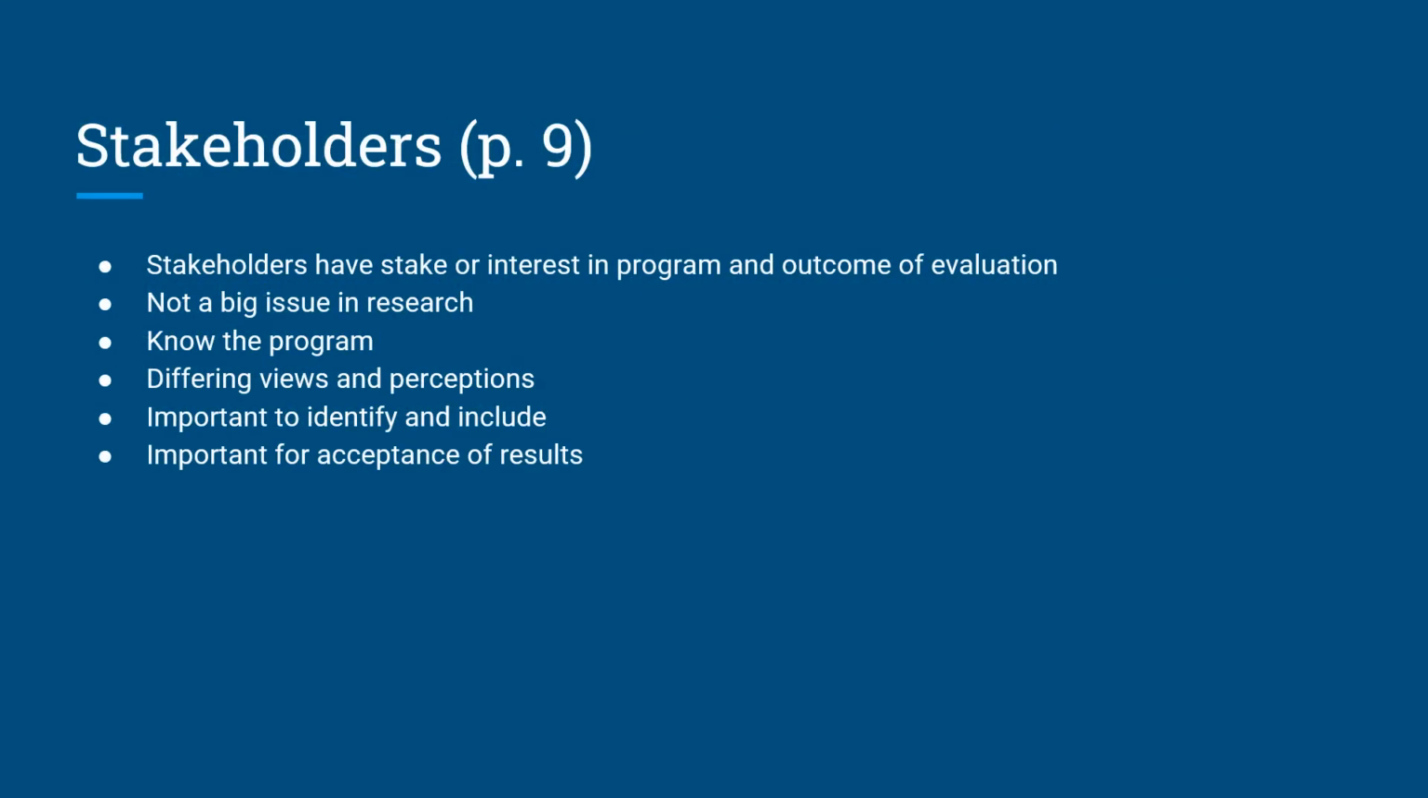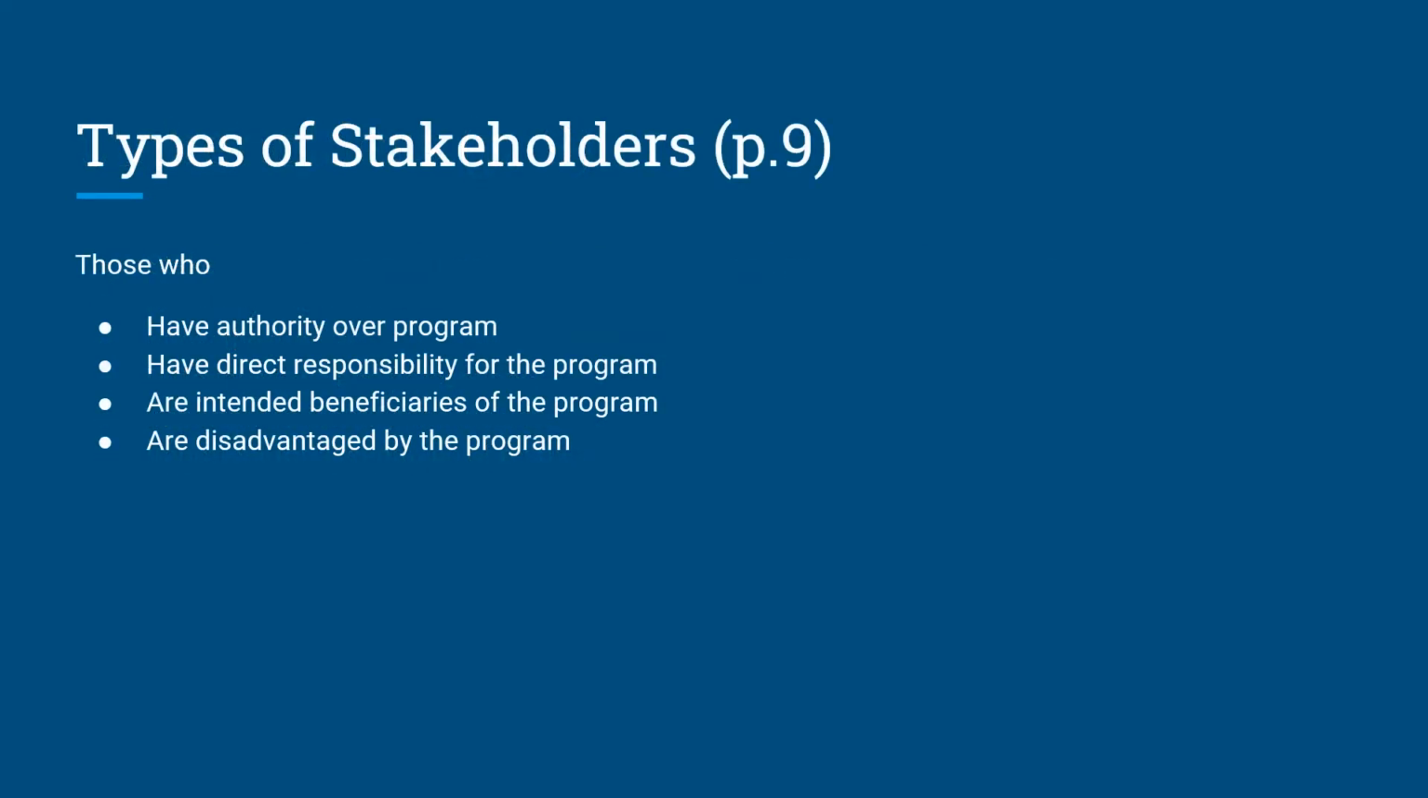As far as defining stakeholders, there were quite a few areas in which stakeholders were defined, which you can read here in this slide. The text also mentioned different types of stakeholders, as mentioned on page 9. There are those who have authority over a program, those who have direct responsibility for the program, those who are intended beneficiaries of the program, and then those that are disadvantaged by the program.